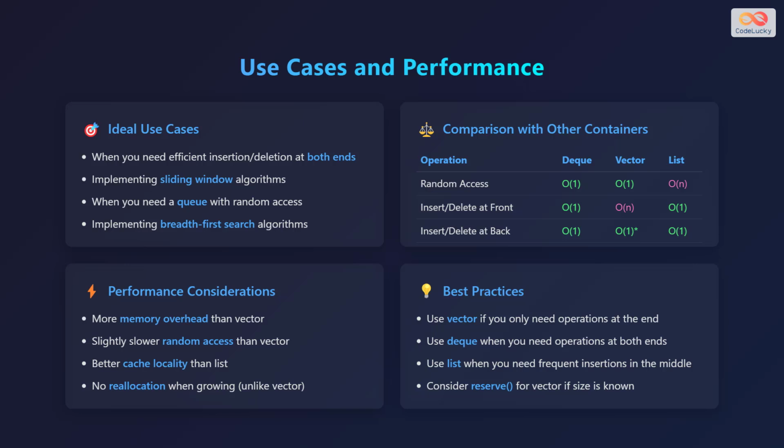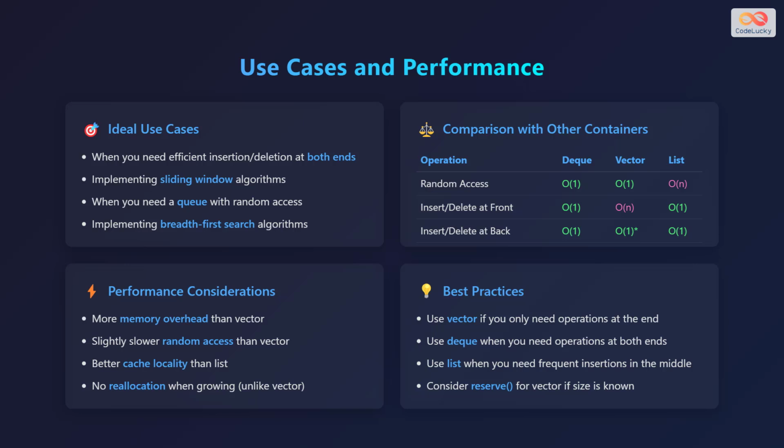For random access, Deque and vector offer constant time, denoted as O(1), while list is linear time, denoted as O(n). For insert or delete at front, Deque and list are constant time, denoted as O(1), while vector is linear time, denoted as O(n). For insert or delete at back, Deque and list are constant time, denoted as O(1). In vector, it is constant time, denoted as O(1), but amortized.